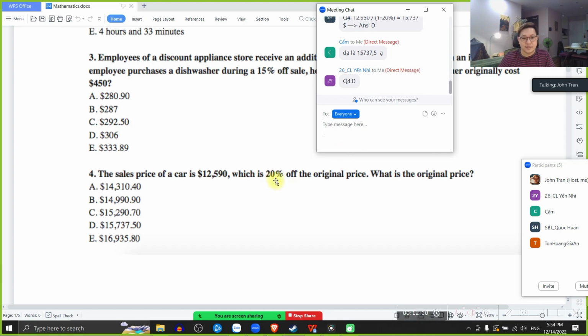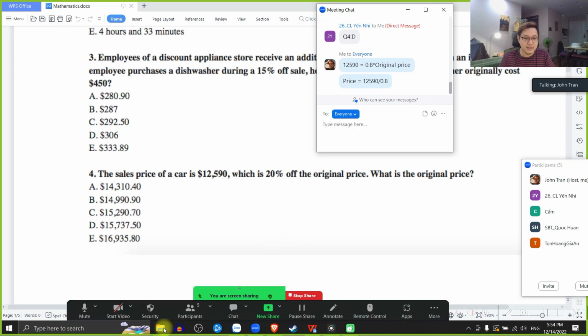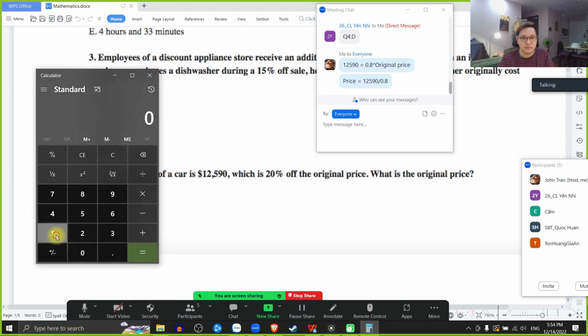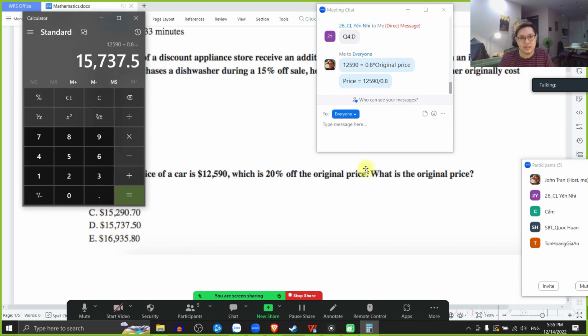So, this is 20% of the original price. So it means you pay 80% of the original price. Nếu mình được giảm 20% của giá gốc rồi, tức là mình trả có 0.8, tức là 80% của cái giá gốc mà thôi. So 12,590, it's 0.8 of the original price. So the original price is 12,590 divide by 0.8. Phải lấy chia cho 0.8 nha mọi người. So 12,590 divide by 0.8 it is. Answer D, very good. Đáp án D, very good.